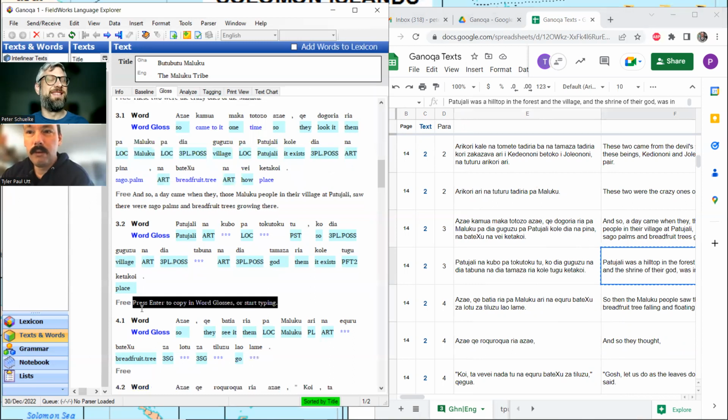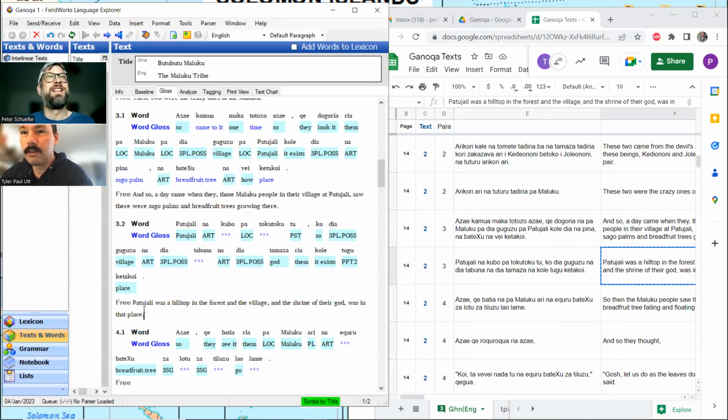So, breadfruit trees growing there. Yeah, looks good. This one says Patunjali was a hilltop in the forest and the village, and the shrine of their god was in that place. All right, so it must be hilltop, forest, and shrine are the words we don't know. Would you say that? It seems quite logical to me.